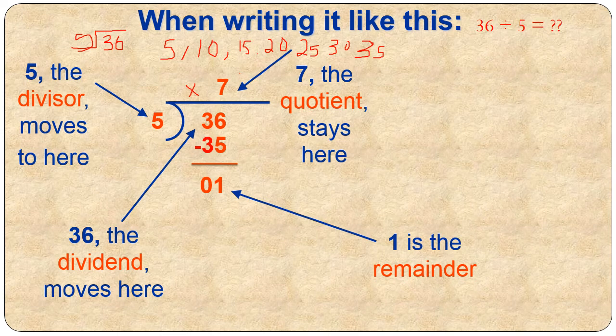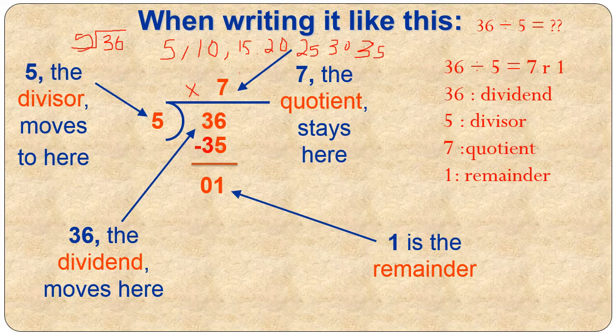In another way, we can say I have 36 bars of chocolate. I gave each of my 5 friends 7. 7 among the 5 friends is equal to 35. So I still have 1 bar of chocolate. It's called the remainder. So this is the dividend, divisor, quotient, and remainder. Is it clear?